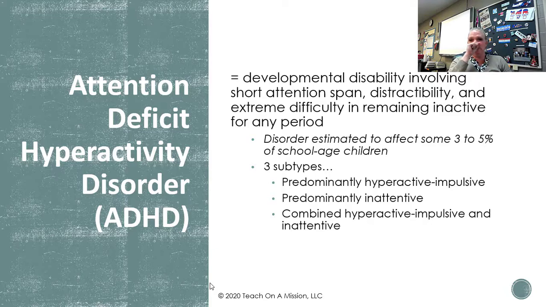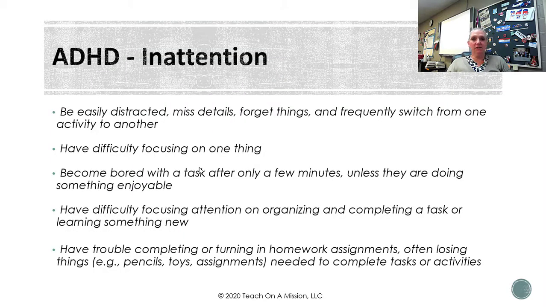You don't need to know the names of the subtypes so much as you need to understand the characteristics of each subtype. The inattention subtype can be easily distracted, miss details, forget things, and frequently switch from one activity to another. They have difficulty focusing on one thing. They cannot force their focus to occur. As much as they try, they cannot force themselves to stay focused on one thing.